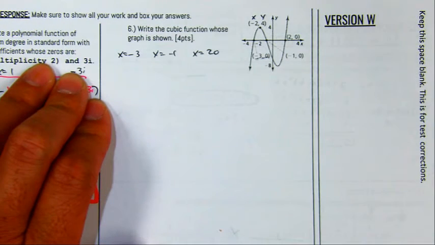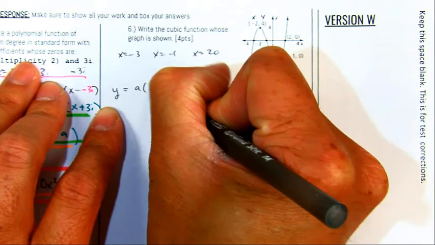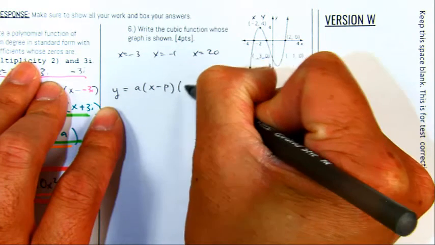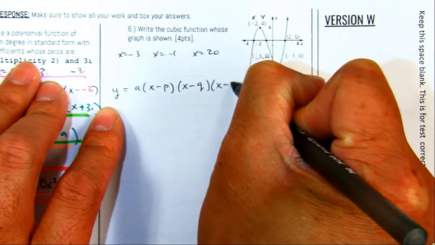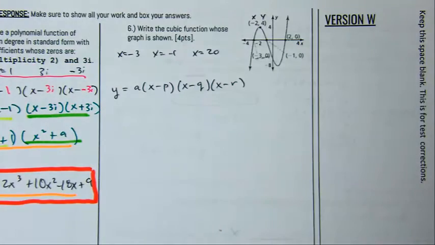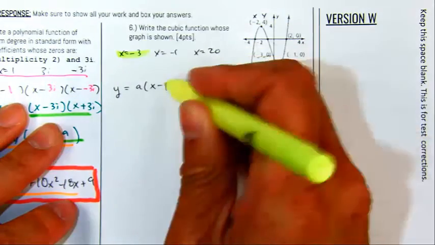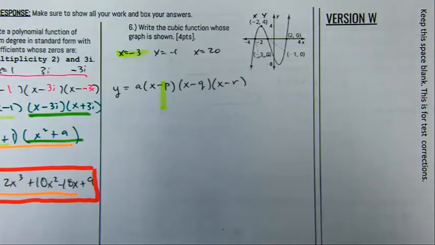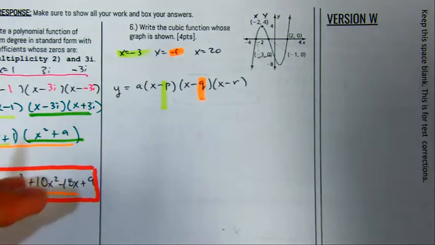So here we can just put this into something like factored form or intercept form. y equals a times x minus p, q, and r. And then those are just my values that I'm putting in here. And don't forget that minus sign, so be careful. See, I try not to highlight it this time. That's better.